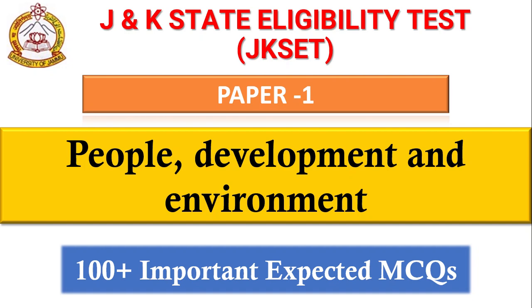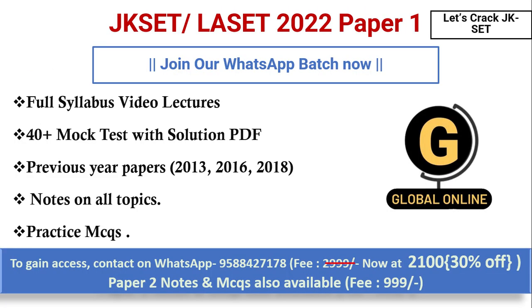So this video is regarding your upcoming JKSET 2022 paper 1. Your exam is on 15th of May and you have nearly 1 month left for this examination. So to boost your preparation, we have brought for you 100 plus most expected MCQs from people and environment. This unit is the 9th unit of your paper 1 syllabus, and in the exam there will be 5 questions based on this, and the weightage of this unit is 10 marks. In exam paper 1 will have 50 questions and 5 questions will come from people and environment. So do watch this video till the end to know what kind of questions can come from this unit in the examination.